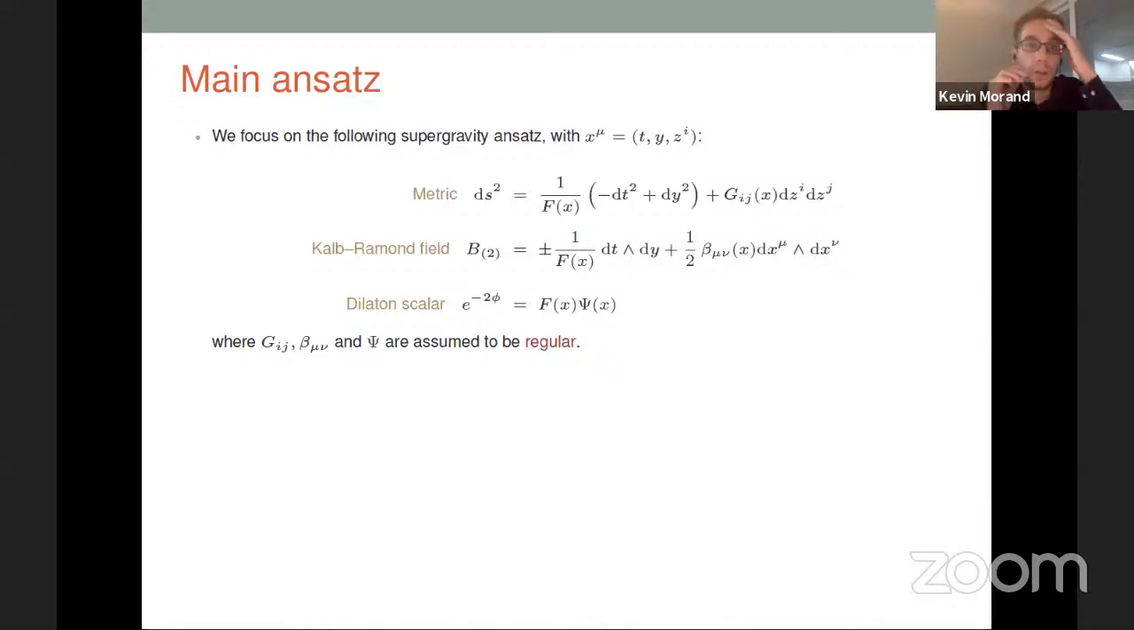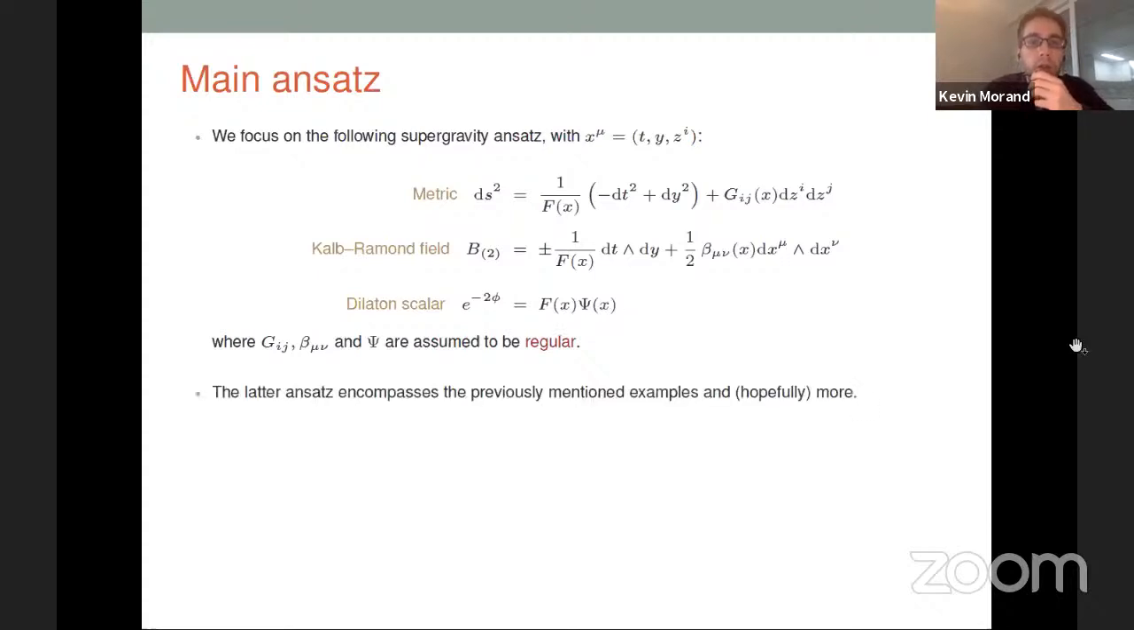Okay, so let me now introduce the main ansatz that we are interested in. So this is a supergravity ansatz in D dimensions, where x mu can be divided in D coordinates t, y, and zi. So the metric is given by this, where g is the regular metric. So here the only source of singularity is given by this 1 over f. Same thing for the Kalb-Ramond field, where we have this source of coordinate singularity given by this f, whereas this beta mu nu is regular, and this is the form of the dilaton.